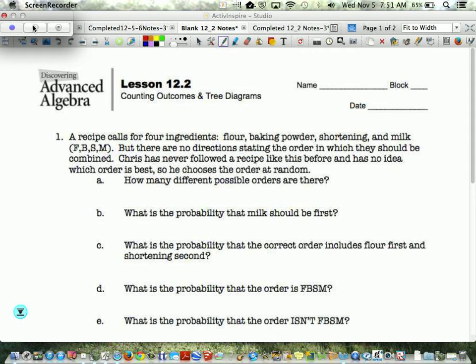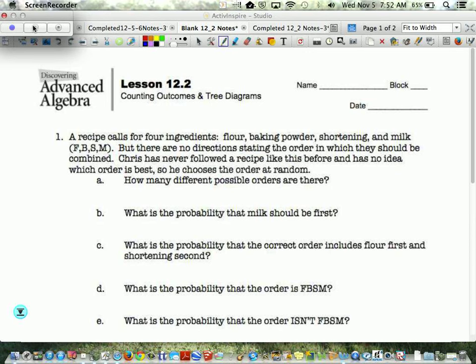So 12.2 is counting outcomes and tree diagrams, so kind of drawing pictures to see what the answer is going to be. If a recipe calls for 4 ingredients: flour, baking powder, shortening, and milk, we're just going to use the F, the B, the S, and the M.